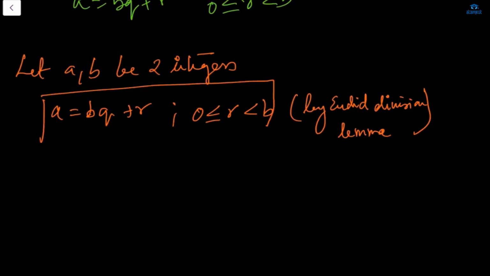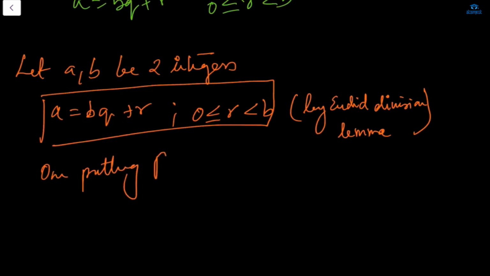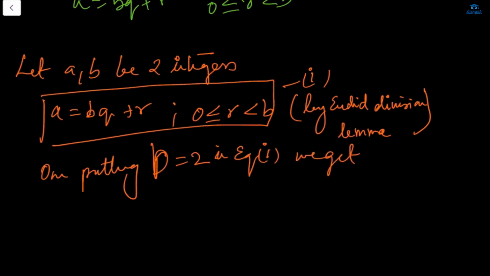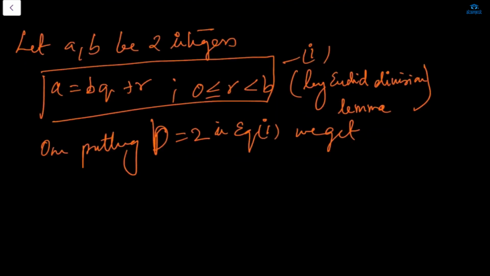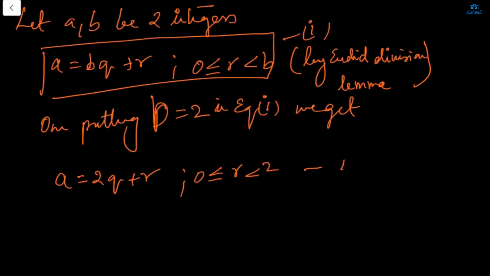Now let us put b equal to 2. On putting b equal to 2 in equation 1, we get a is equal to 2q plus r, where the r value will be greater than or equal to 0 and less than 2. This is your second equation. Now, this implies that the r value will be 0 or 1.